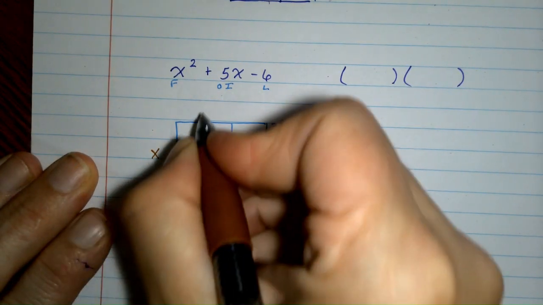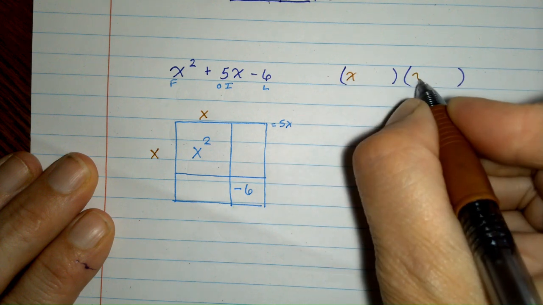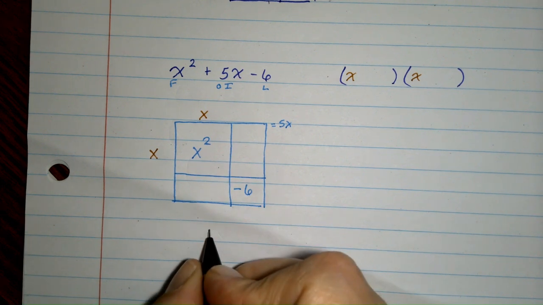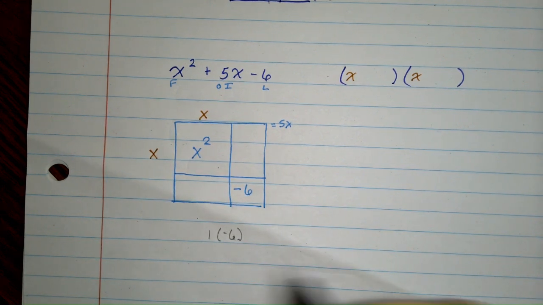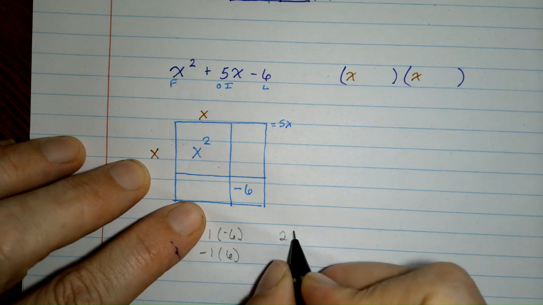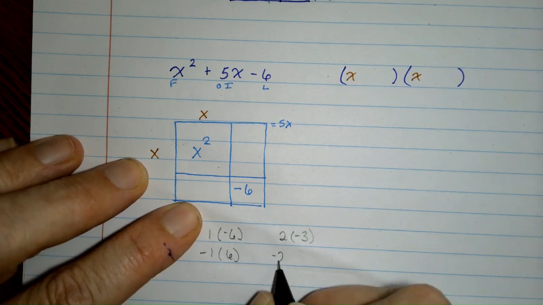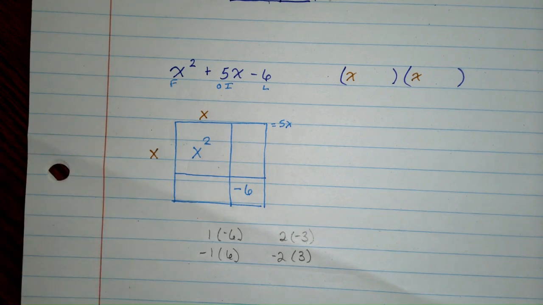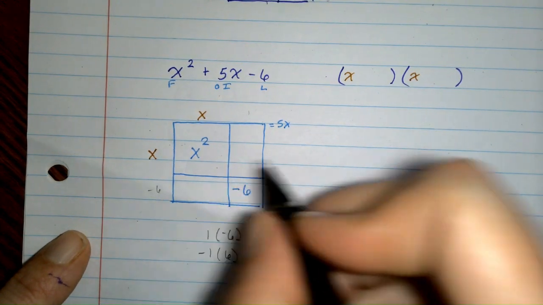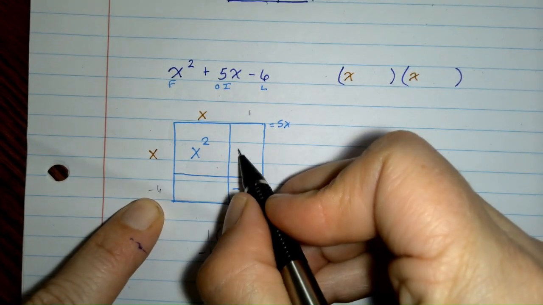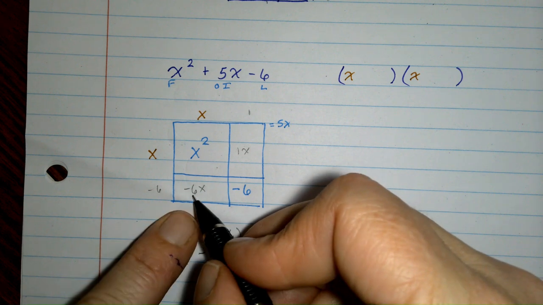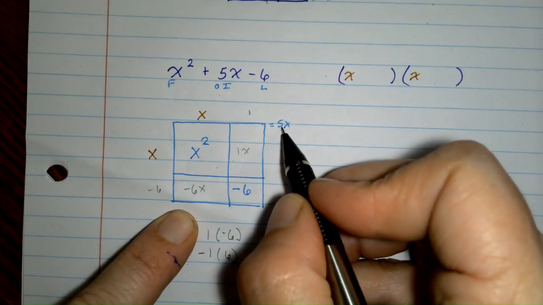So we're guaranteed this is x and this is x. But now we're multiplying to a negative 6. Okay. It could be 1 times negative 6. Could be negative 1 times positive 6. It could be 2 times negative 3, or it could be negative 2 times positive 3. Okay, so we're going to kind of think. If this were a 1 and this were a negative 6, this would make 1x and negative 6x. Well, negative 6 plus 1 is negative 5, not positive 5.